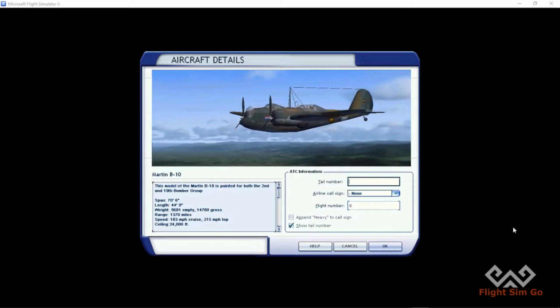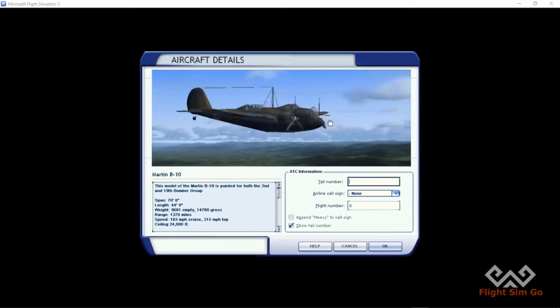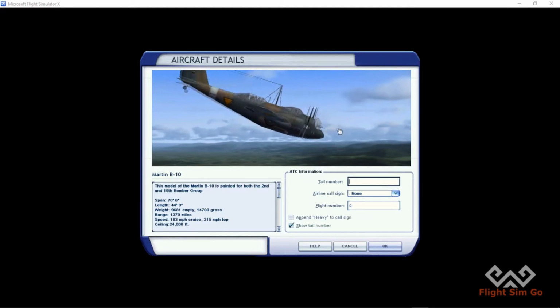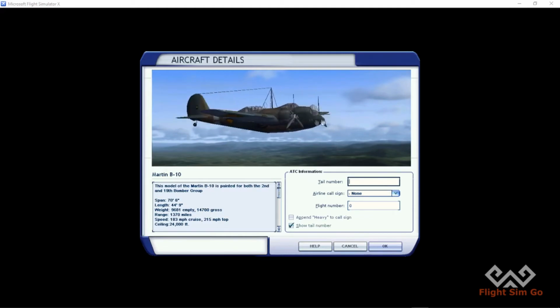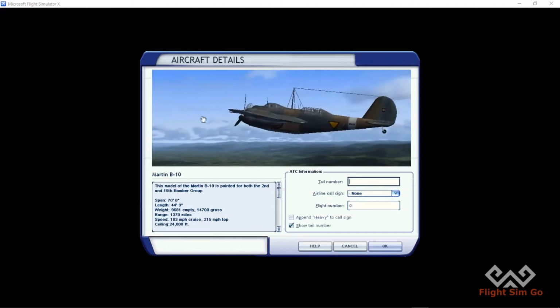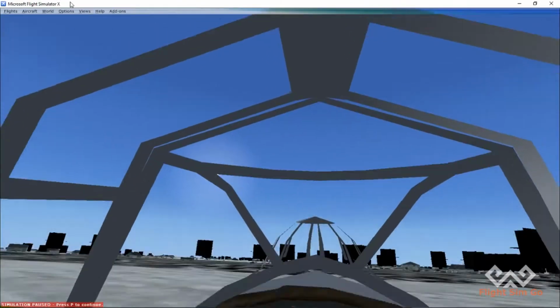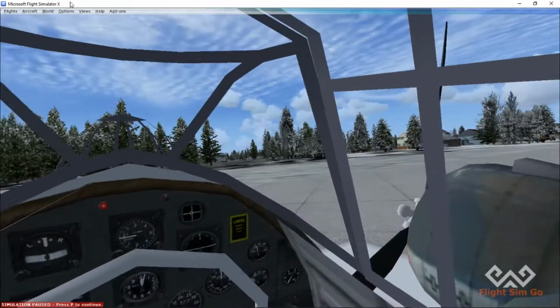We fly from the North Pole to the South Pole in FSX using a different aircraft every time. This is the Martin B-10, which is a bomber from World War II, and it has a very weird, very interesting looking canopy turret there. Seems to be manned by a lot of people, and it's a very weird looking plane. Found it online and I decided to take a look and see how it handles.